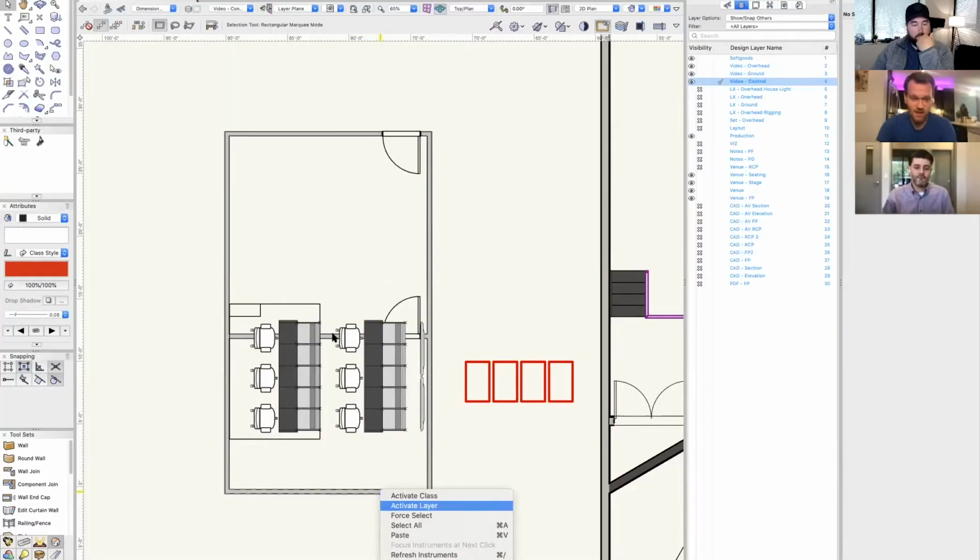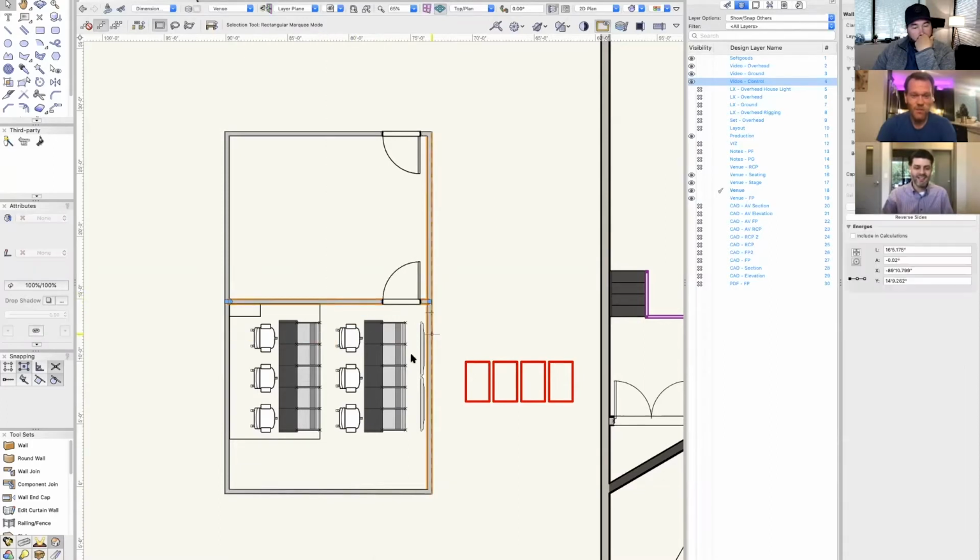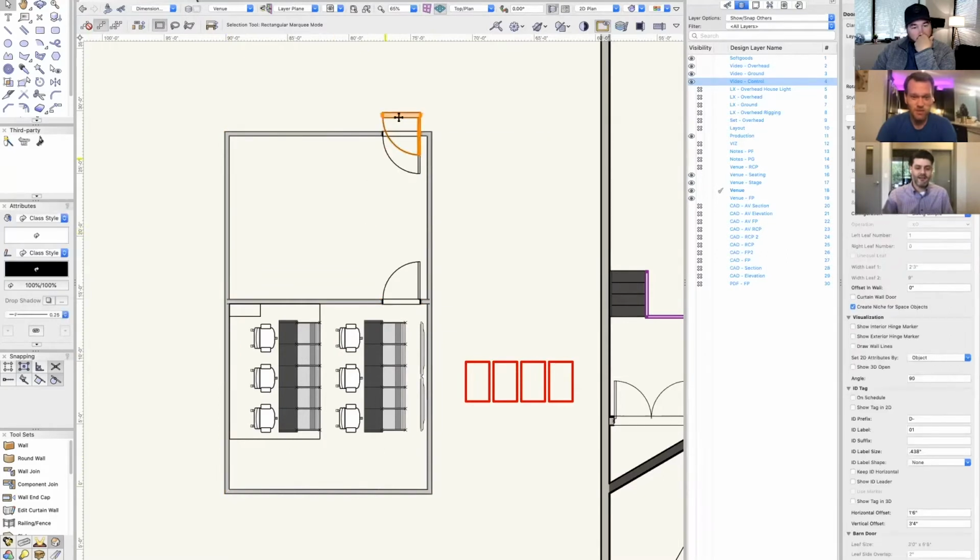I'm going to try something live without your permission and see if this works. All right. What if we put a door here? Let me see if I can just pop a new door in this wall.